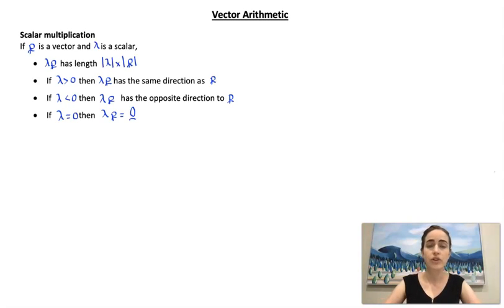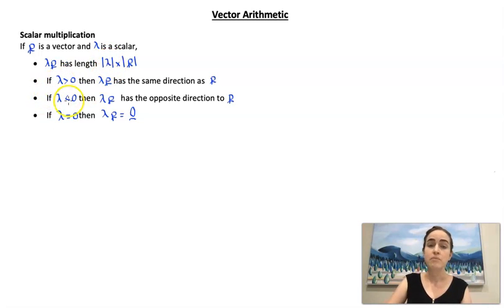The first thing I want to have a look at is scalar multiplication. When we're talking about scalars in this context, we're just talking about numbers, so taking a vector and multiplying it by a number. If we've got a vector p and a scalar which we're going to represent with the Greek letter lambda, then if we multiply them together, lambda p has length the absolute value of lambda times the absolute value of p. So that's the length of our original vector multiplied by the absolute value of lambda.